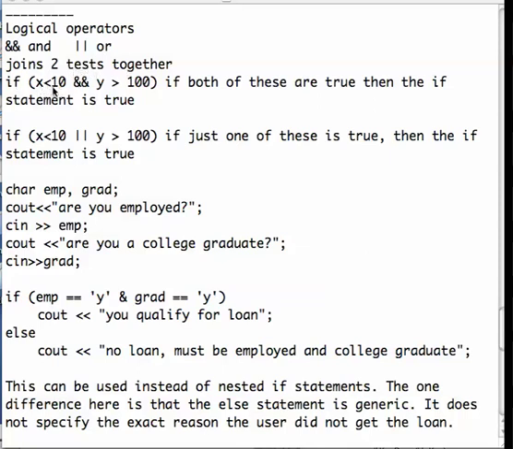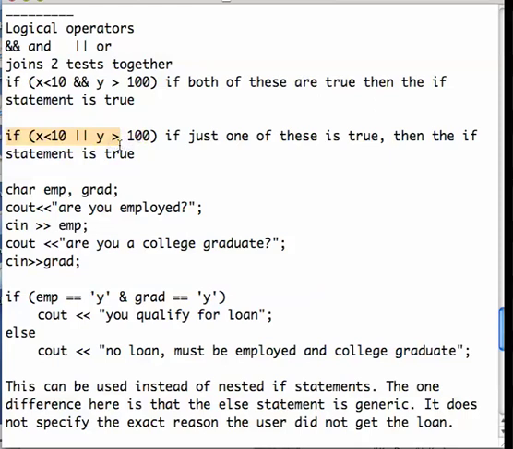If, here's one test, x is less than 10, here's another test, y is greater than 100. If both x is less than 10 and y is greater than 100, if both those are true, then this overall if statement is true. If either one of these is false, then the overall if statement is false. If I were to use the logical operator or, just one of these two tests needs to be true in order for the overall if statement to be true.